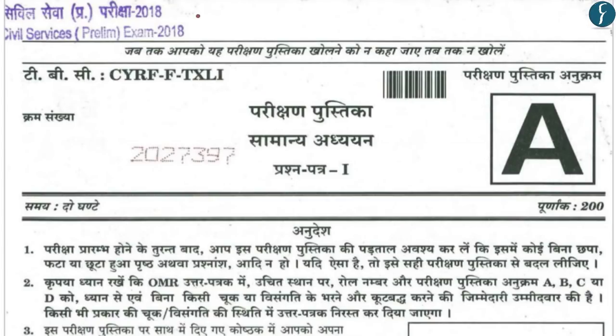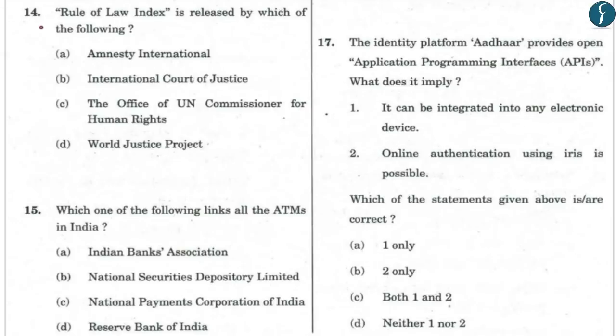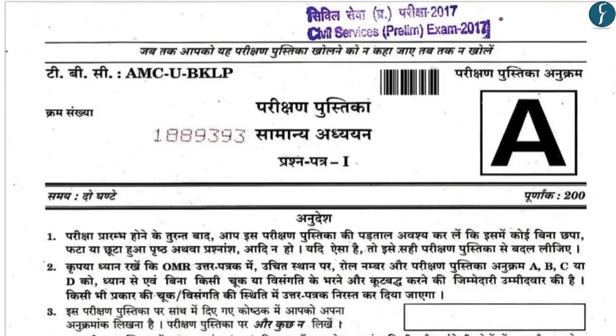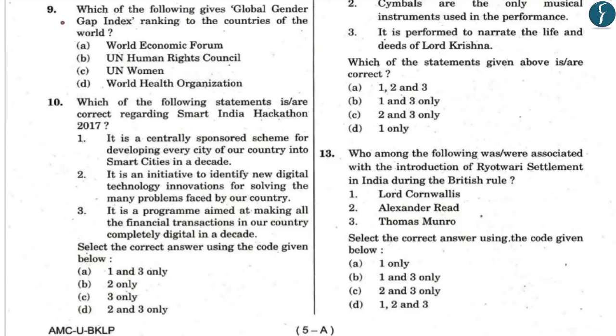Wherein previously questions have been asked in your prelims examination as to which organization prepares which index. Wherein if you take a look at the prelims paper of 2018, a question was asked as to who prepares the Rule of Law Index, wherein the correct answer to this question is the World Justice Project. Wherein if you take an example of the prelims examination paper of 2017, a question was asked as to who prepares the Global Gender Gap Index report, wherein the correct answer to this question is A.